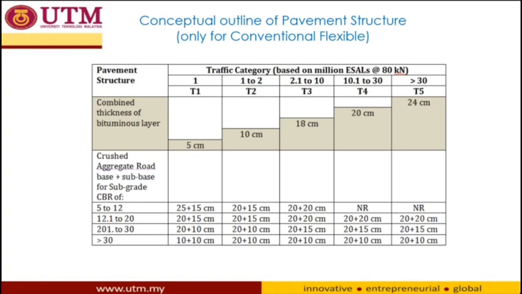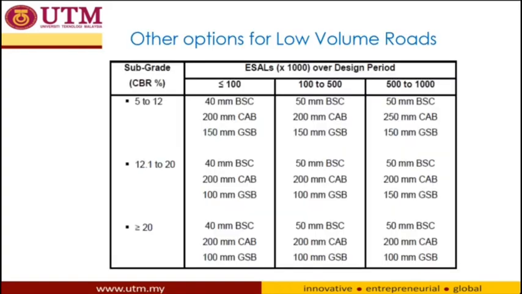And then if you have a look in your notes, there is another table that focuses on low volume road. So how does this method define the low volume road? The low volume roads refer to the traffic category of less than 1 million.